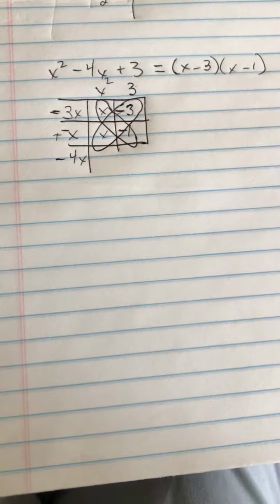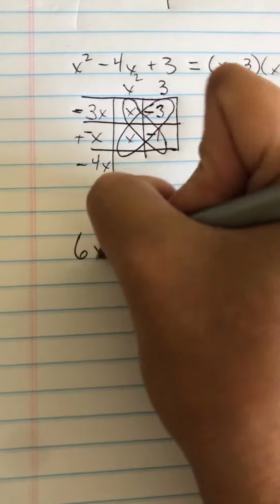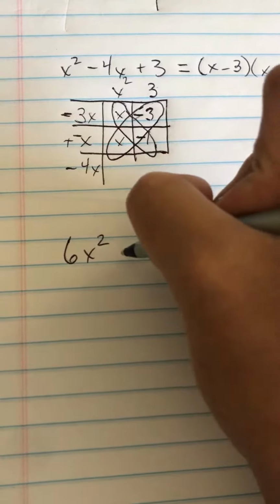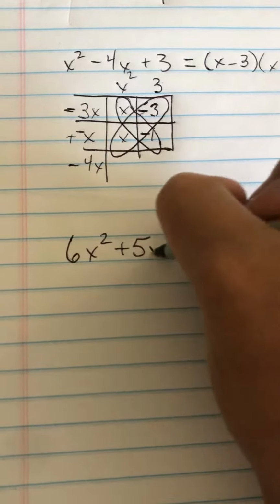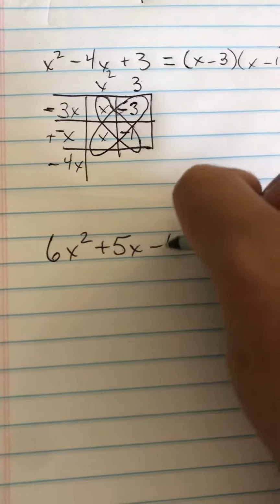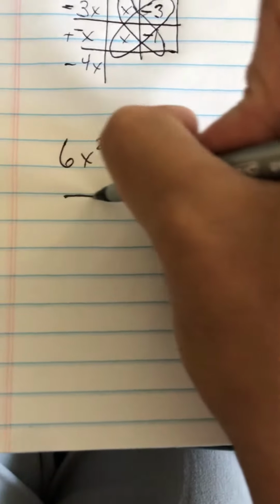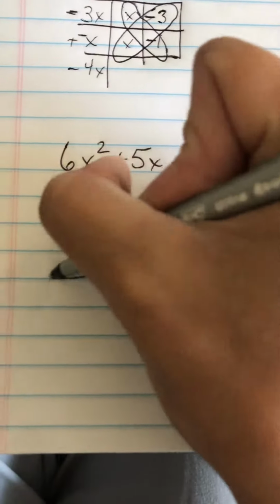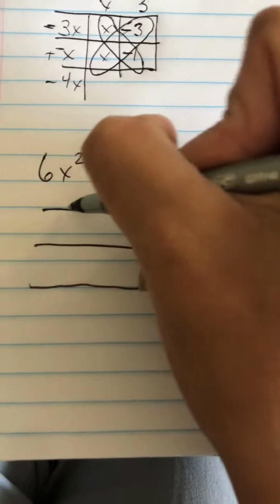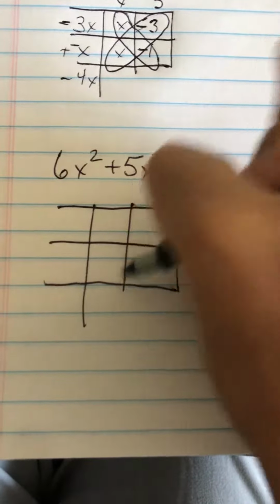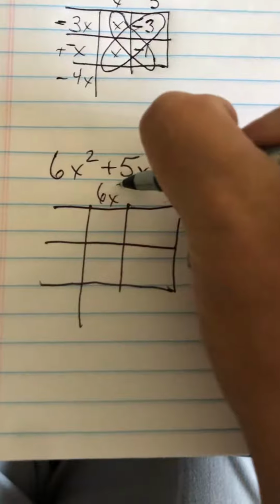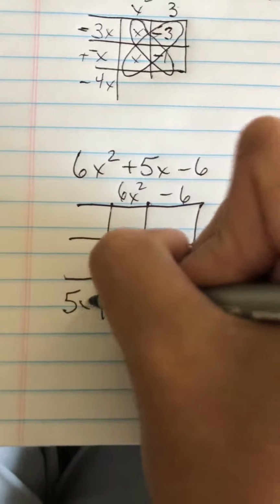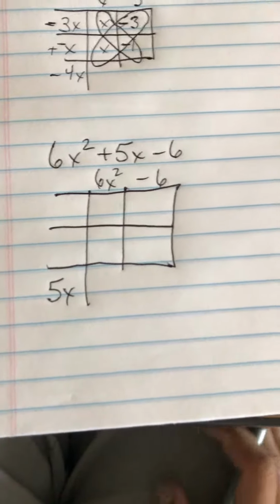This becomes more useful once we have a leading coefficient. So let's try one that has a leading coefficient. Plus 5x minus 6. Okay, so we're going to factor. Here's our box. First term, last term, middle term. And we have a lot of options here.